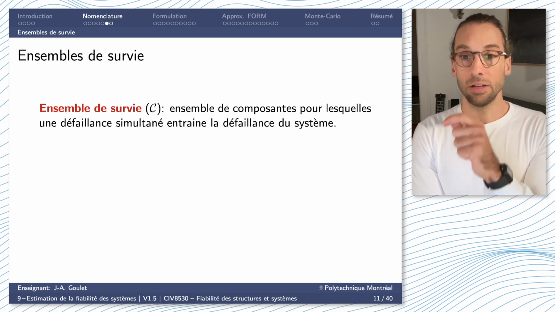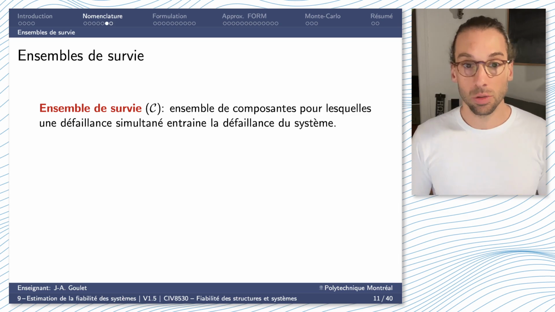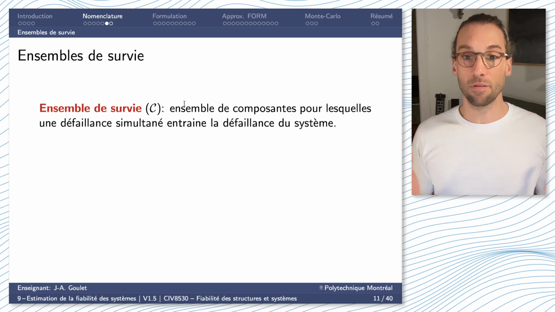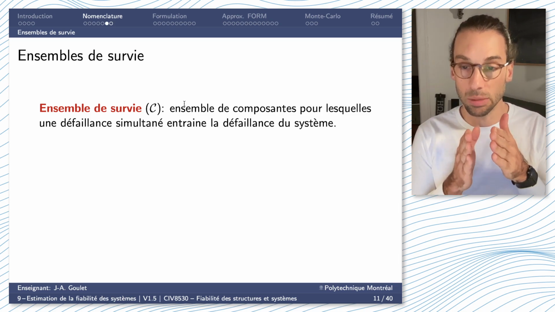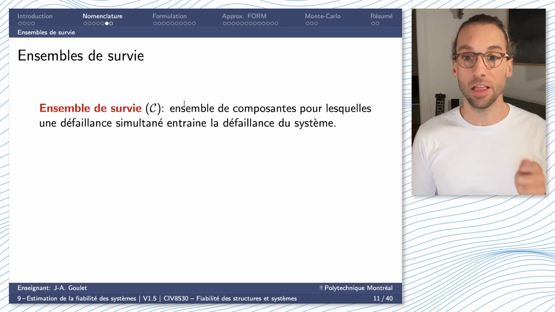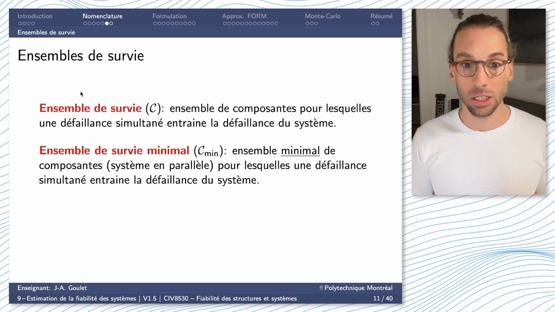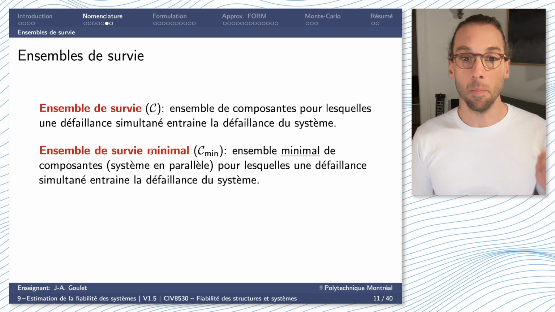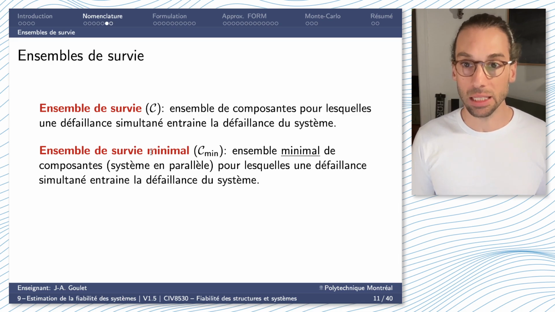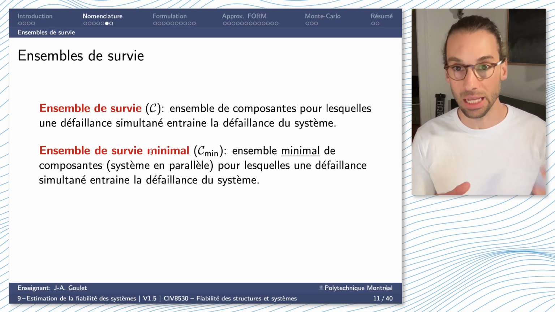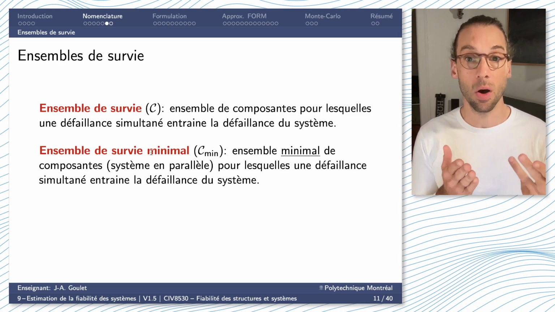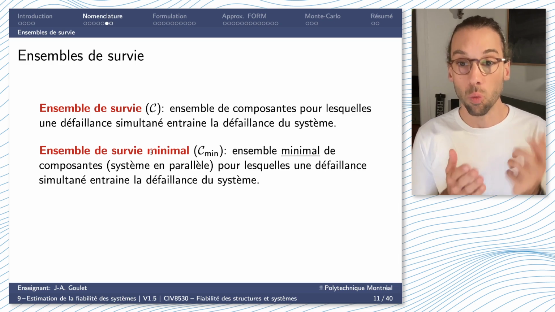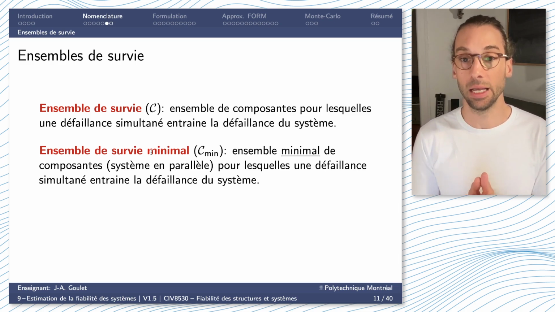So now let's dig a little further into the survival set. So C is going to be my survival set, or cut set. In this case, it's going to be the set of components for which the simultaneous failure will lead to the failure of my entire system. So this is a general definition of cut set, but we're more interested in the minimal cut sets. Minimal cut sets are the sets that don't contain redundancy, components whose survival or failure wouldn't change the survival of my system.